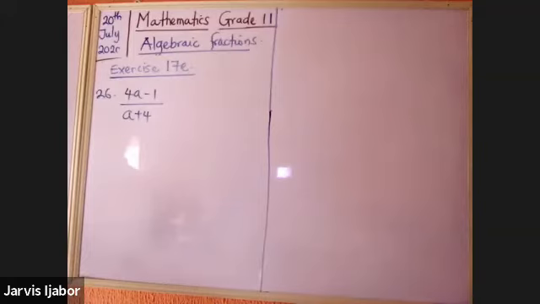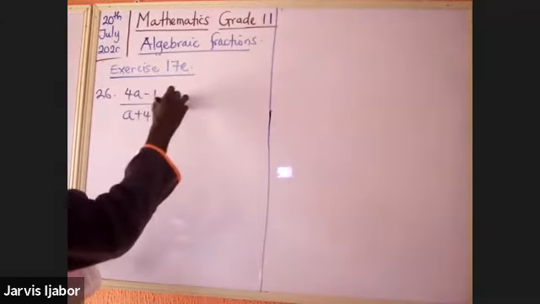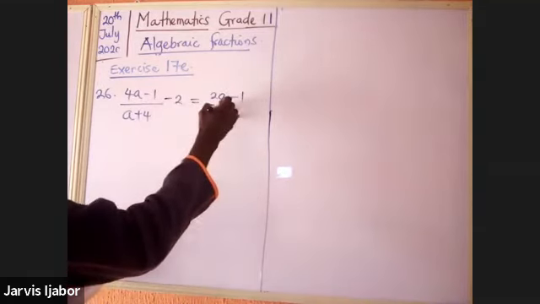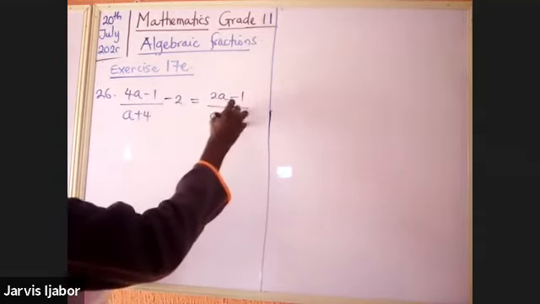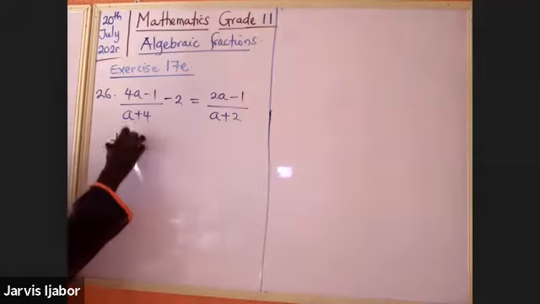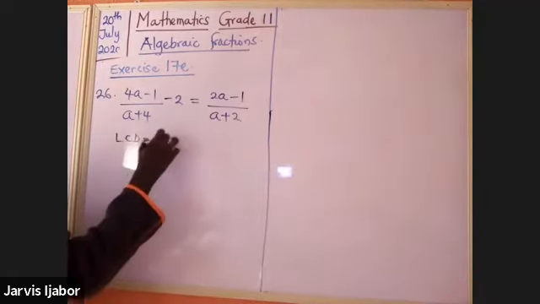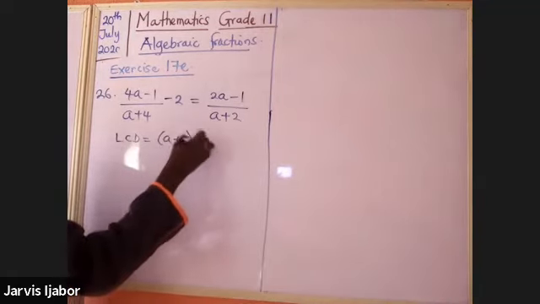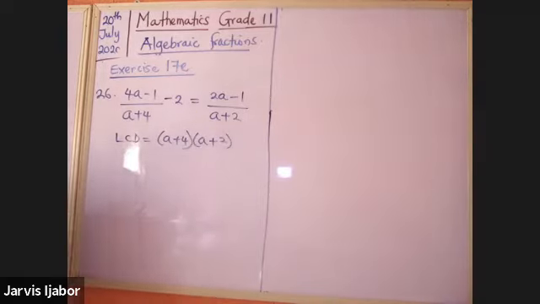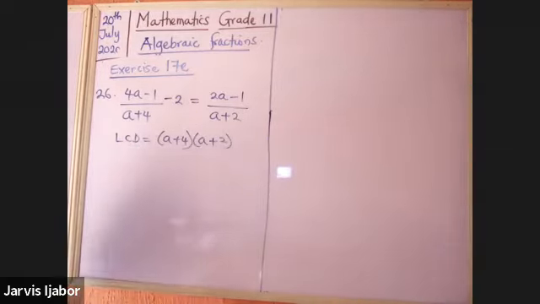Okay, for question 26, it will be 4A minus 1 over A plus 4, minus 2 over A plus 2, equal to 2A minus 1 over A plus 2. How do we handle a question like this? First of all, we try to identify what the LCD will be. The LCD is simply what? A plus 4 into A plus 2. Some students will keep asking, what is the LCD? The LCD is the lowest common denominator.